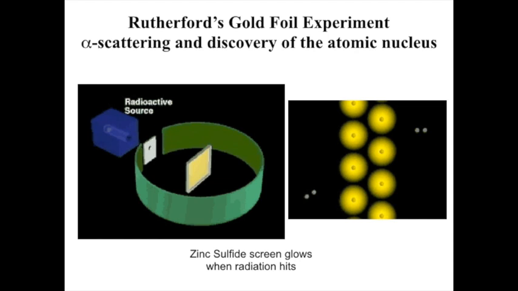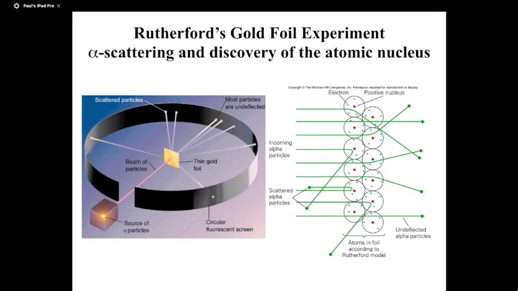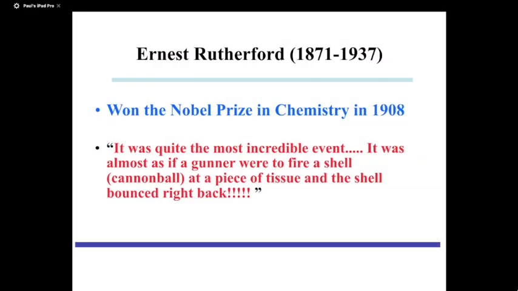Okay. Now the animation's there. Here's a picture that's static for you in your notes. He described it in his journal as this. It was quite an incredible event. It was almost as if a gunner were to fire a shell, and in his terminology, fire a cannonball at a piece of tissue paper, and the cannonball bounced right back. And it just flabbergasted him. And that took him on this journey to think about how could you explain what he was seeing.